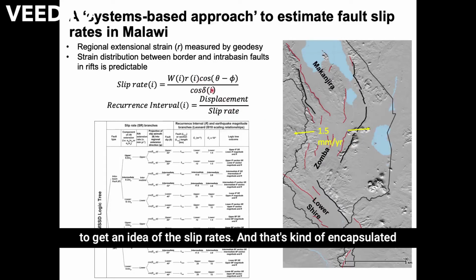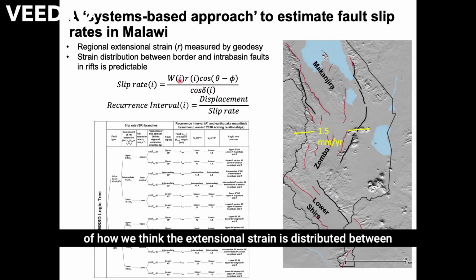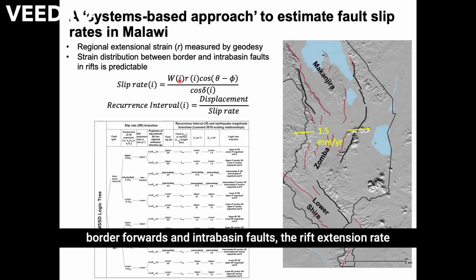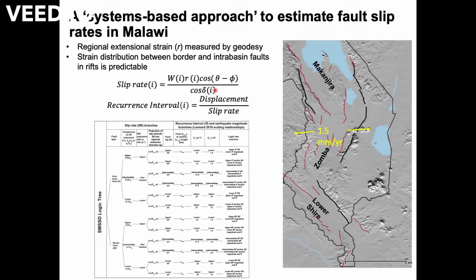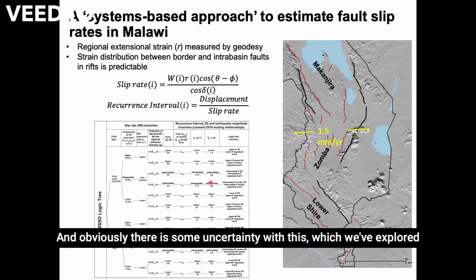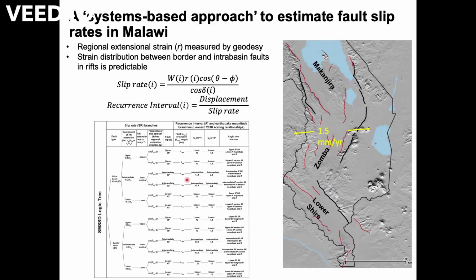That's encapsulated in this equation here, where the slip rate for each fault is calculated in terms of a weighting factor, for how we think the extensional strain is distributed between border faults and intrabasin faults, the rift extension rate from geodesy, and the strike of the fault and its dip. Obviously there's some uncertainty with this, which we've explored with a logic tree.